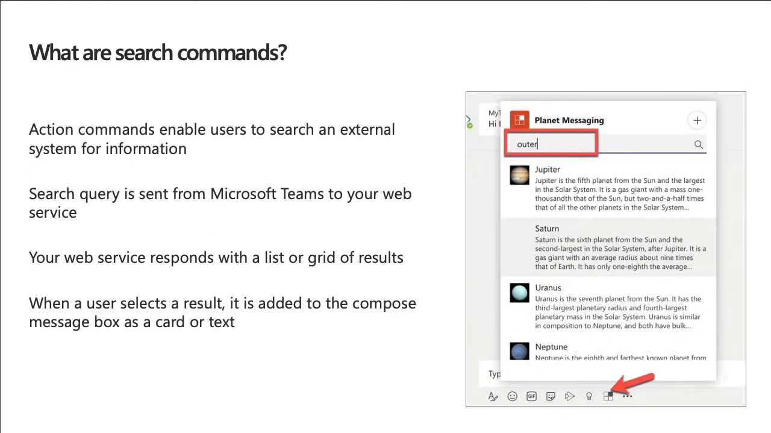The search commands allow your users to search an external system for information, either manually through a search box or by pasting a link to a monitored domain into the compose message area, and then insert the results of the search into the message. In the most basic search command flow, the initial invoke message will include the search string the user submitted. You'll respond with a list of cards and card previews.